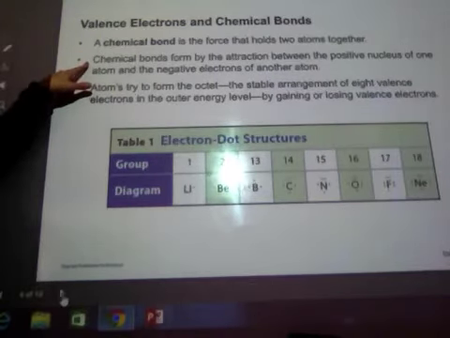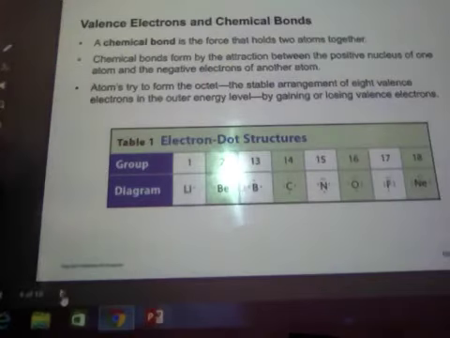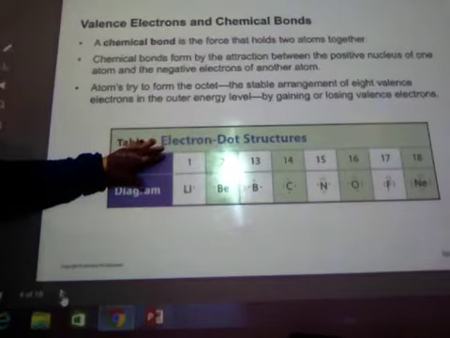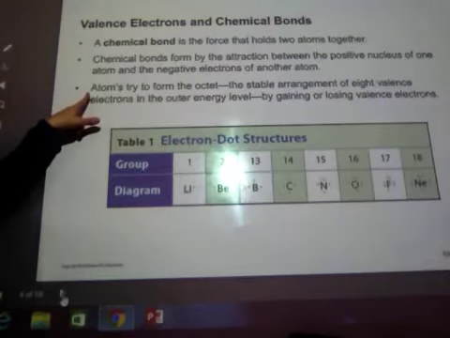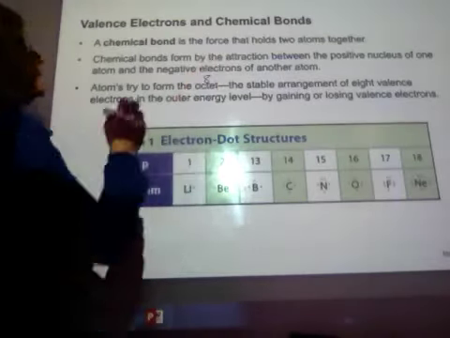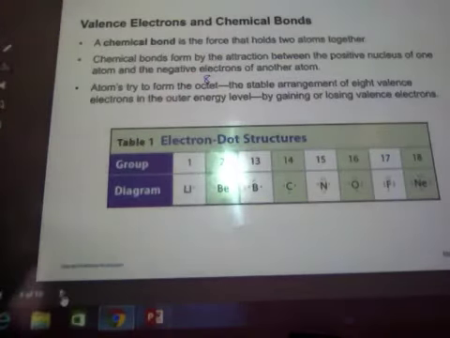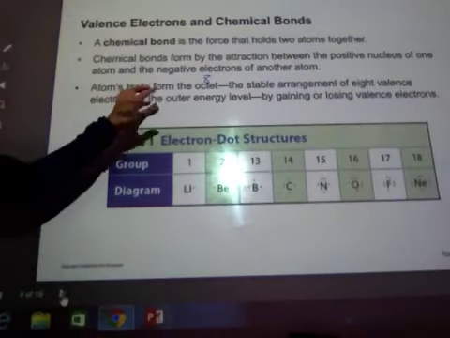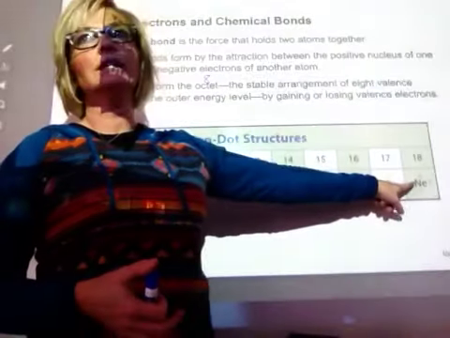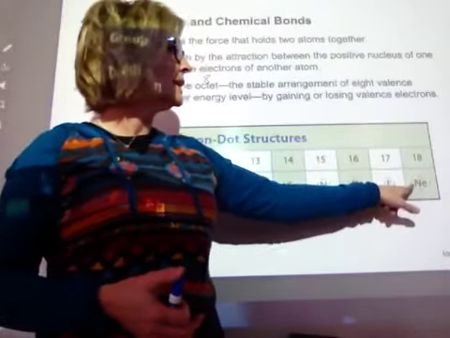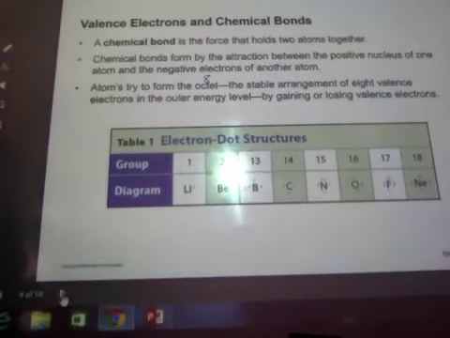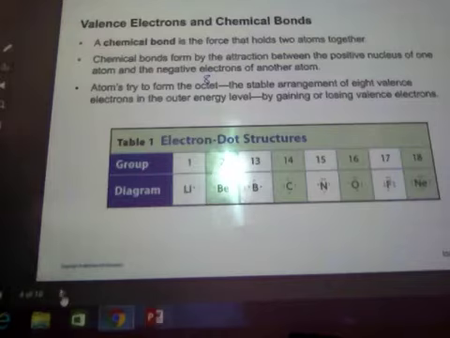Chemical bonds form by the attraction between the positive nucleus of one atom and the negative electrons of another atom, and these atoms want to follow the octet rule, which means they want to get to 8, or they want to be full. Once they are full, they're stable and then they become non-reactive. So if I look at neon, 2, 4, 6, 8, it's full, it's a noble gas, it's not going to bond, and it's not going to react with anything.